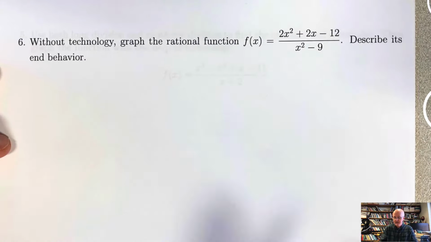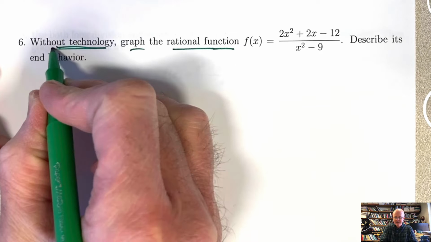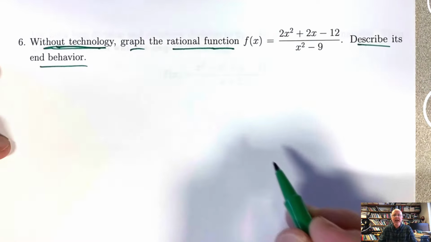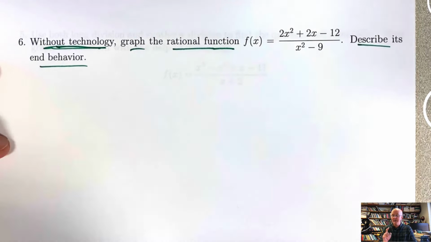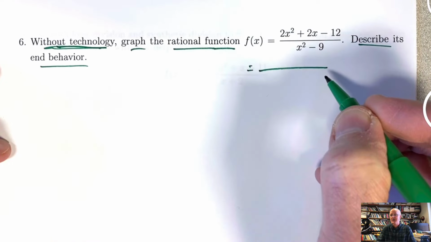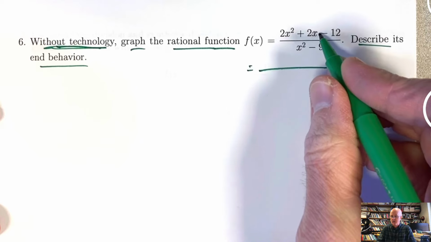In problem 6, we're graphing another rational function, this time without technology, and we're also describing its end behavior. You can do this without finding the quotient and remainder, though I think I will also find the quotient and remainder here. What's best to do in these kinds of situations, if you can, is to try to factor the top and the bottom, the numerator and denominator.